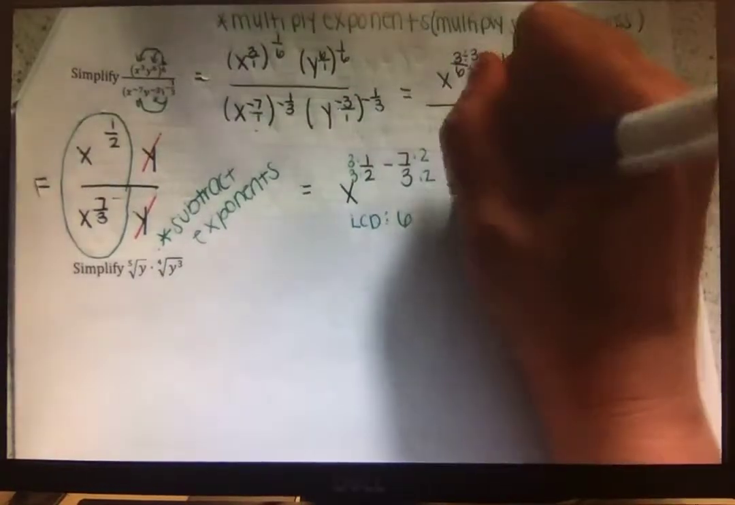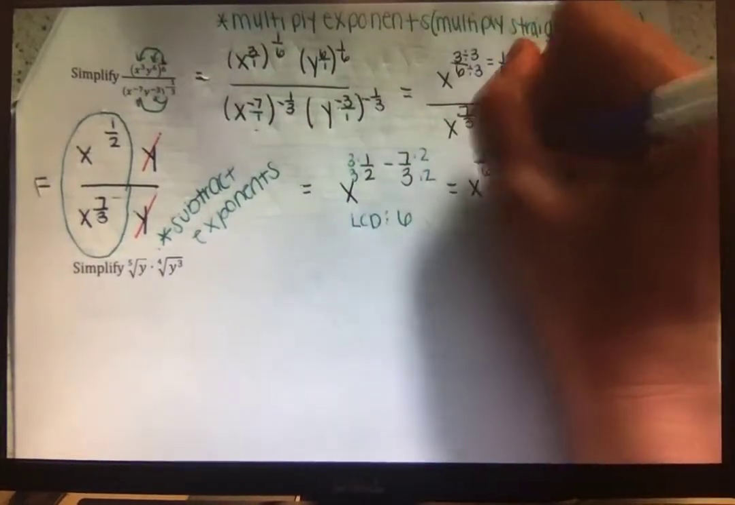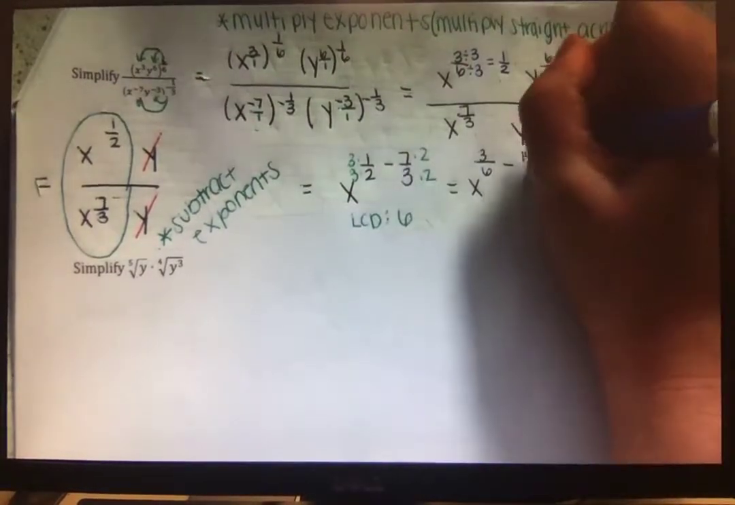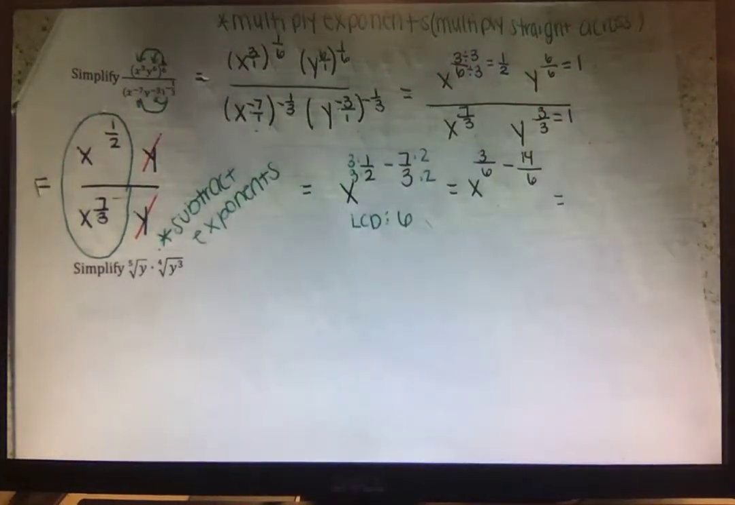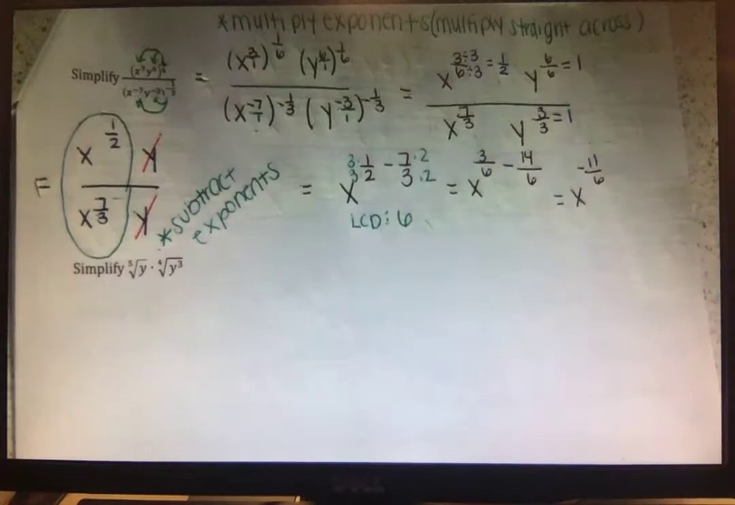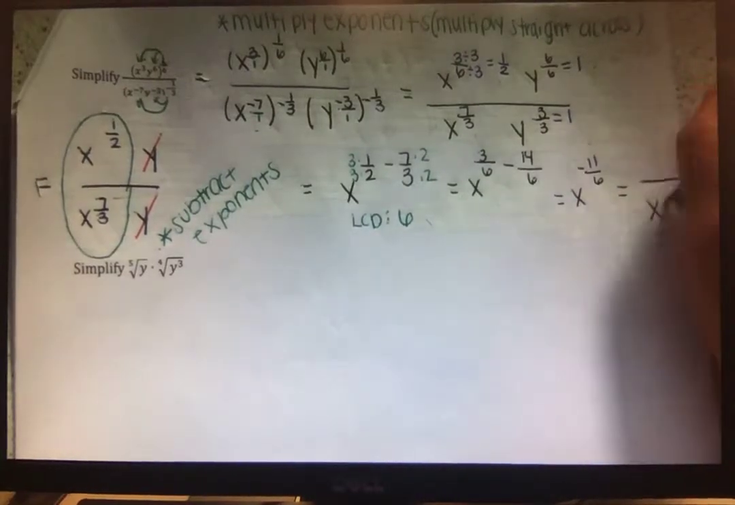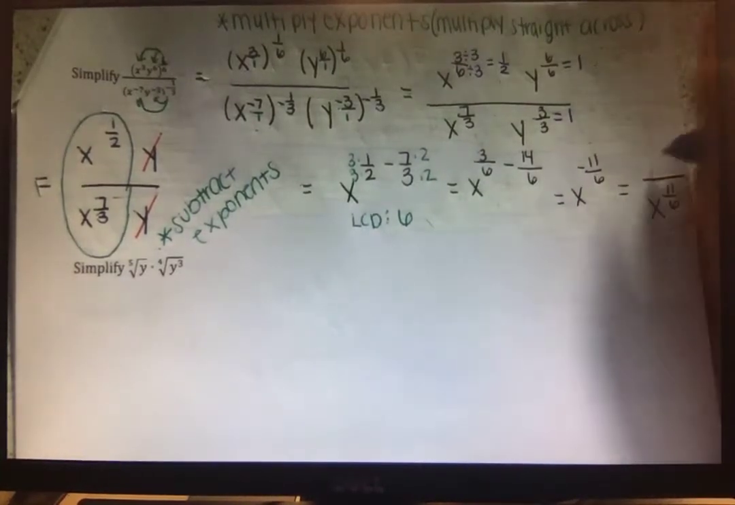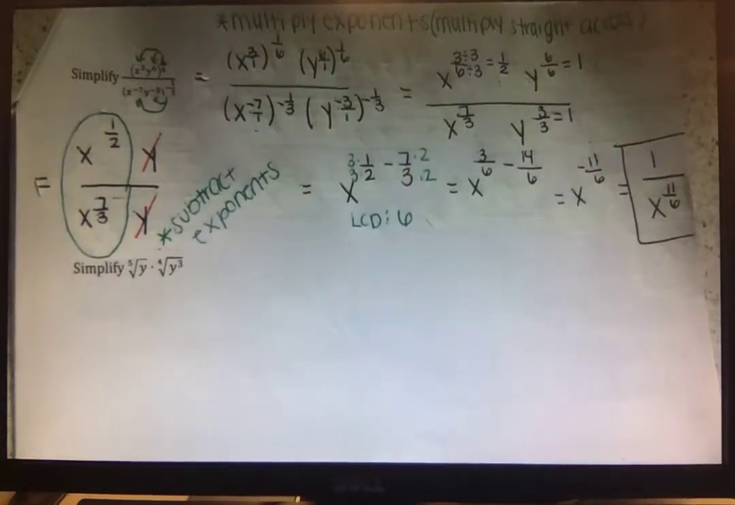So we are left over with x, 3 times 1 is 3, over 3 times 2 is 6, minus 7 times 2 is 14, over 3 times 2 is 6. Now we have 3/6 minus 14/6. So we're left over with x to -11 over 6. Last thing, we can't have negative exponents. So in order to make the exponent positive, it will flip down to the bottom. So x to 11 over 6, nothing's up top, so we're going to write a 1. So 1 over x to 11 over 6 is our final answer.